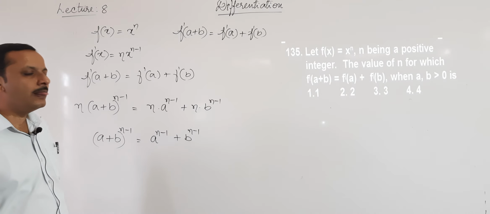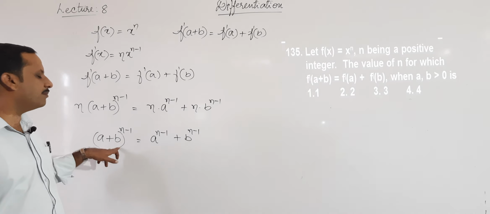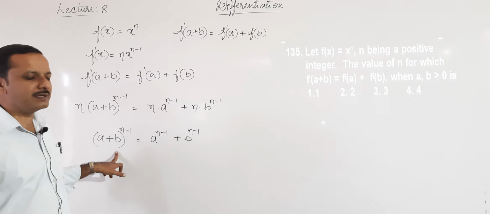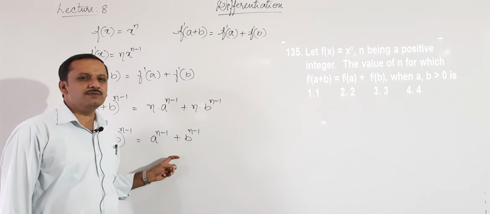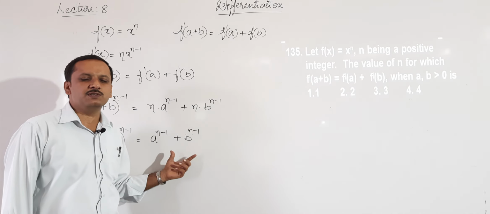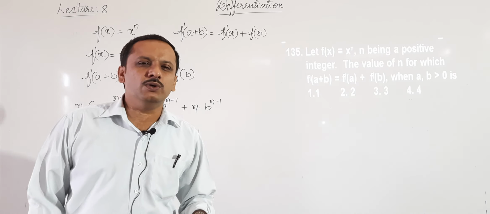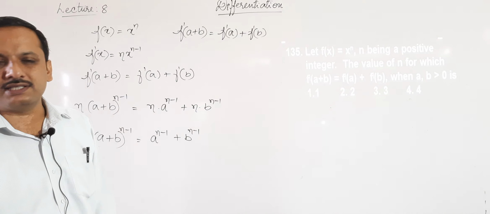Put n equal to 2. If I put n equal to 2, here a plus b to the power 2 minus 1, that is 1. A plus b whole power 1, here we get a plus b. Here a power 2 minus 1, which is a. Here b power 2 minus 1, which is b. So a plus b is equal to a plus b. So for n equal to 2, the result holds good. Hence, that's the answer.